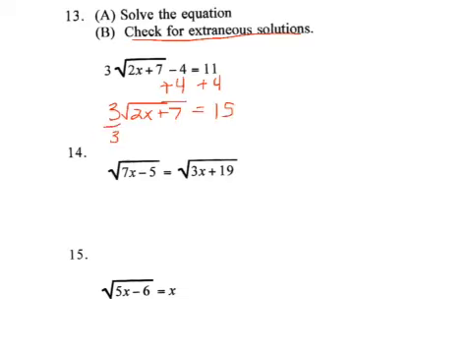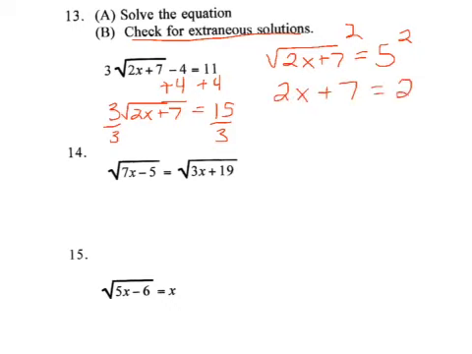Next is to divide by 3. So we have the square root of 2x plus 7 equals 5. Now we are ready to get rid of the square root because everybody else is gone. So let's square both sides. So we have 2x plus 7 equals 25. Now we can subtract 7 and divide by 2. So our final answer is x equals 9.